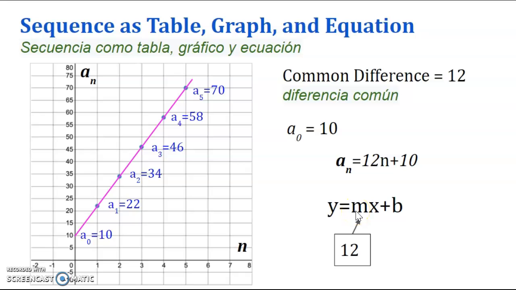And the slope is, in this case, 12. The slope is the change in the y, or y-axis, when x changes by 1, and it increased by 12. And the y-intercept b was 10. So that's just a different form. Okay, so that y equals mx plus b comes back over and over again because that is the linear growth.